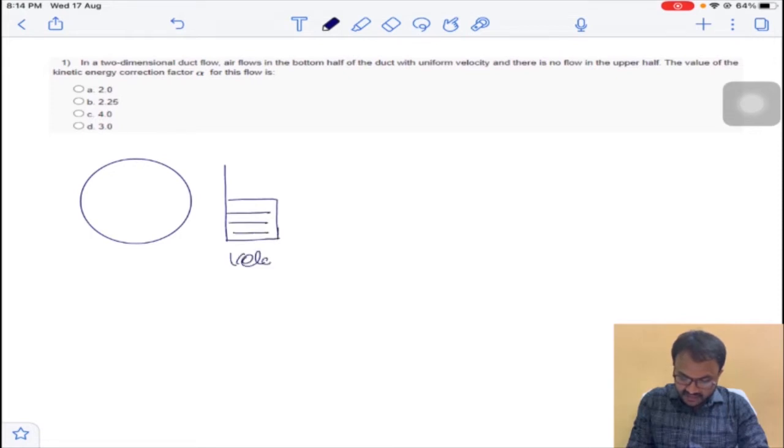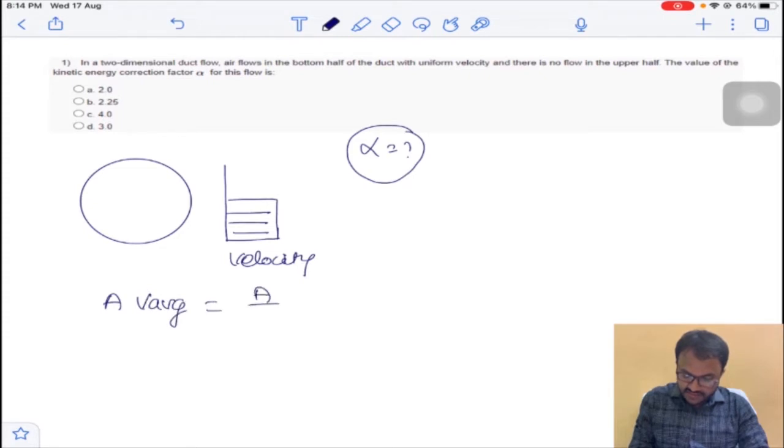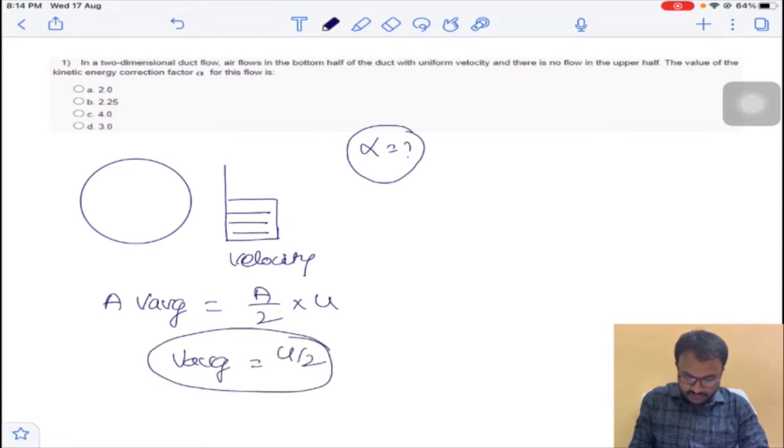So this is a velocity profile. So we need to calculate alpha value. So first of all, A into V average according to continuity equation, A by 2 into U. So we will get V average is equal to U by 2. Clear?